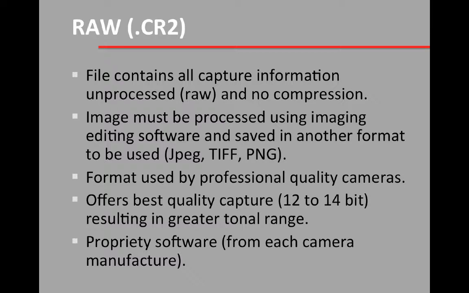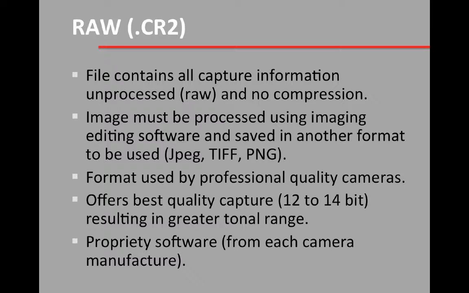RAW, as the name suggests, is unprocessed images. So they shoot the image and they don't actually process it. When you're shooting in RAW and you're looking at the back of the camera, you're actually looking at a JPEG image of that RAW file. But nevertheless, you don't save that JPEG, it just keeps the RAW. So RAW photographs or RAW files can't actually be seen until they're processed.